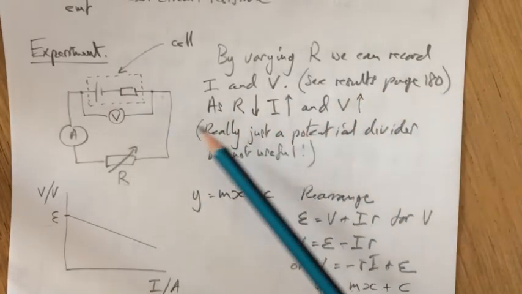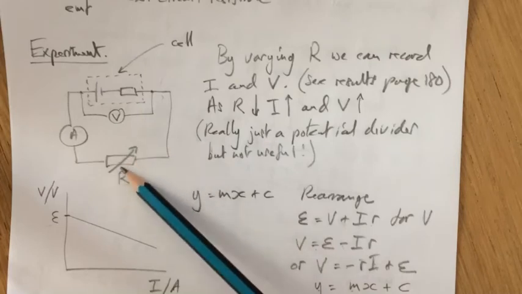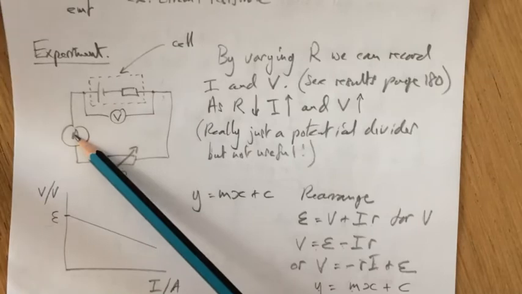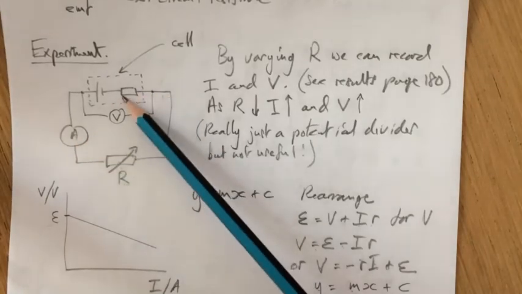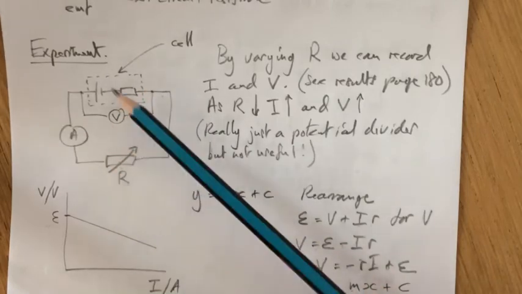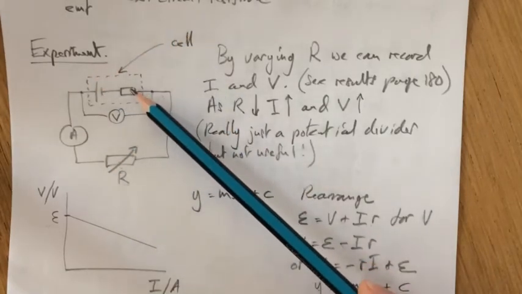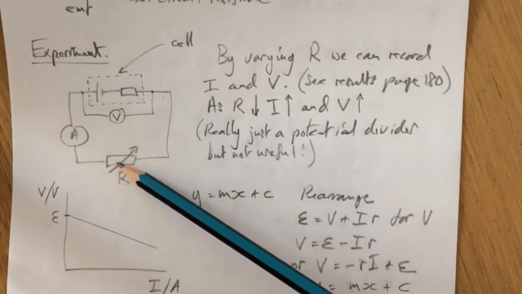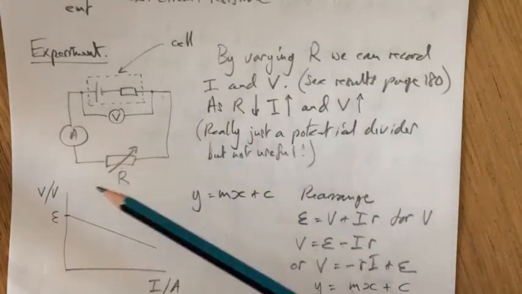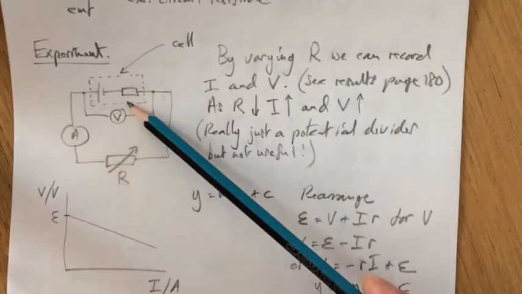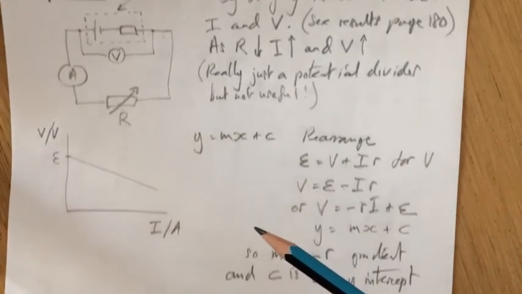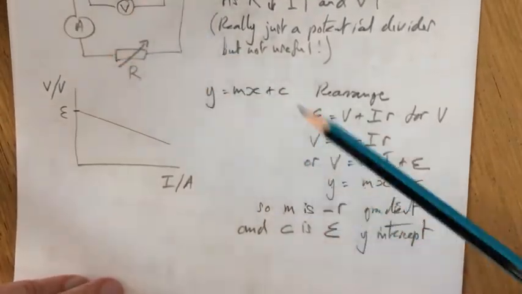See page 180. As you decrease the resistance, what will happen to the current? It'll go up. And as the current goes up, what will happen to the PD across the internal resistance? It will go up. It's really just a potential divider dividing the EMF across these two resistors, the external and internal resistance. But it's not a very helpful potential divider, because only one of the resistors is external. Anyway, in principle it's a potential divider.